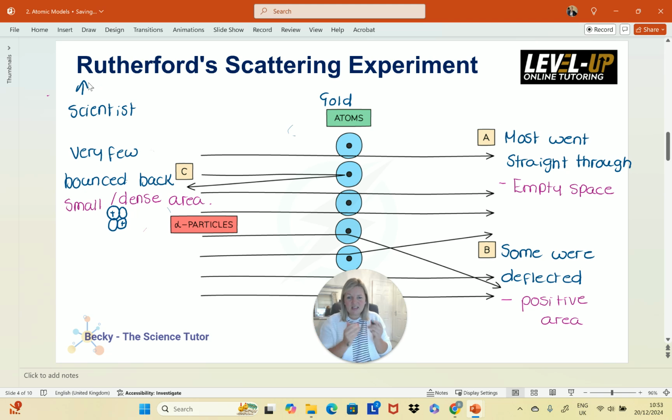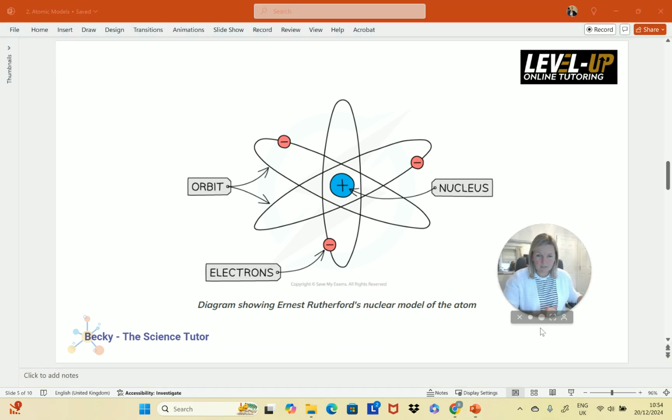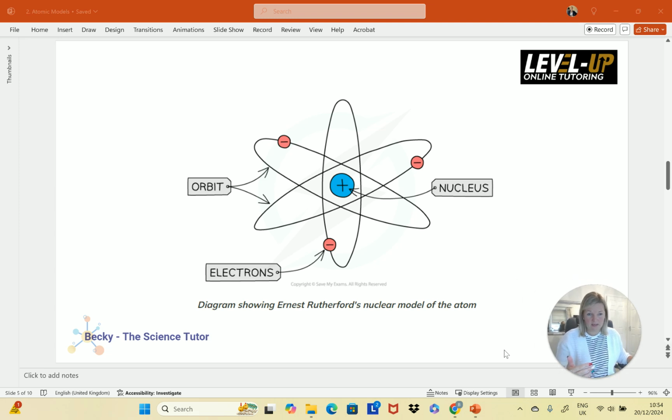So these were his findings, and these are the ideas that he was thinking about. That plum pudding, quite solid with the electrons dotted around in it, doesn't work anymore because most of them went straight through, so there must be empty space. So he came up with this model, the first nuclear model, and we call it a nuclear model because it has a nucleus.